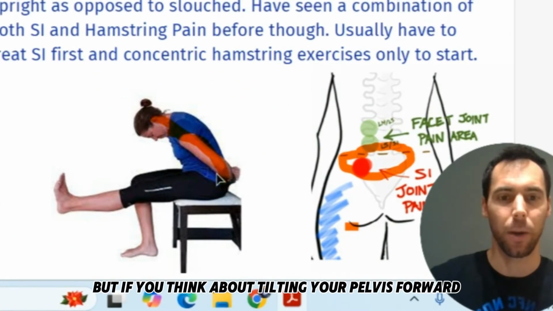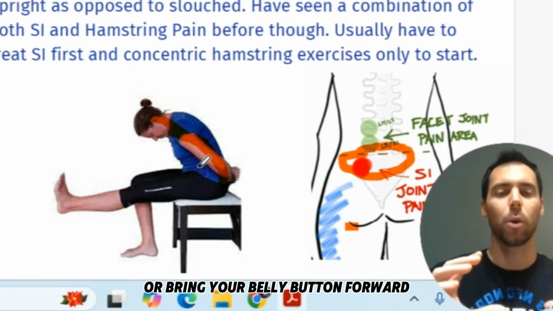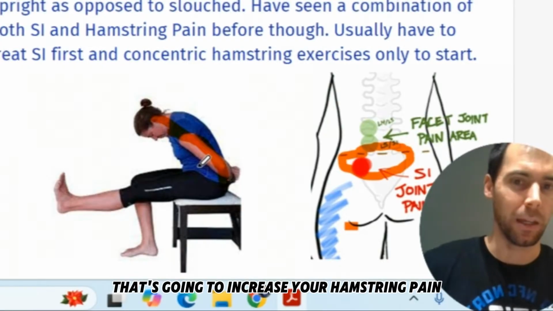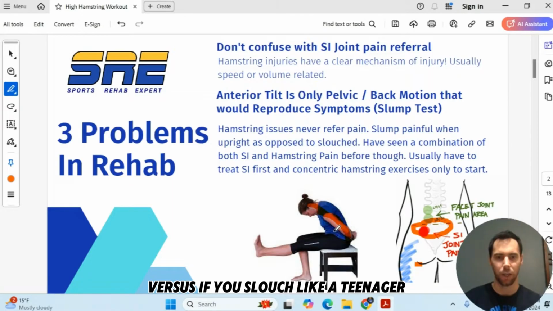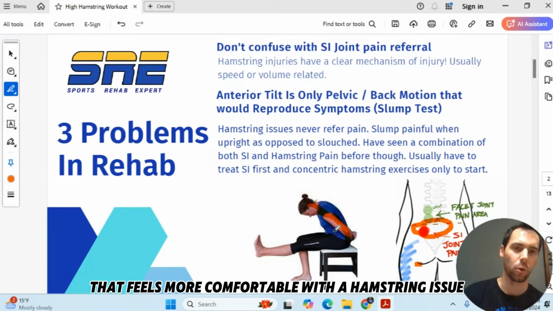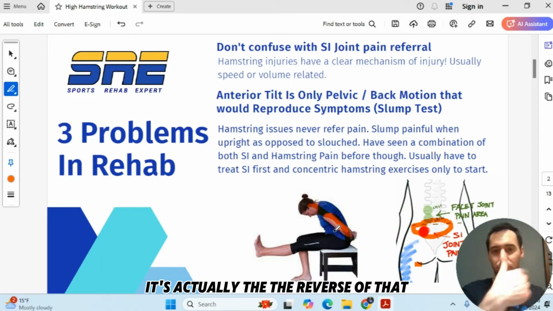But if you think about tilting your pelvis forward into what we call an anterior pelvic tilt, or bring your belly button forward, that's going to increase your hamstring pain, versus if you slouch like a teenager and you kick your leg out straight, generally that feels more comfortable with a hamstring issue. Versus a radiculopathy, it's actually the reverse of that.